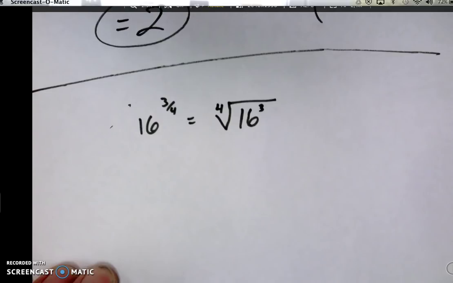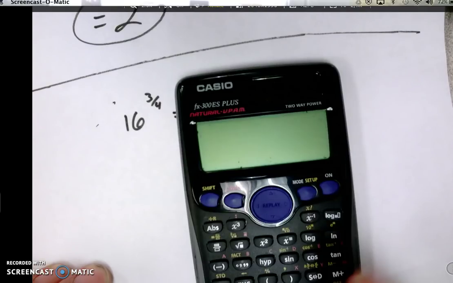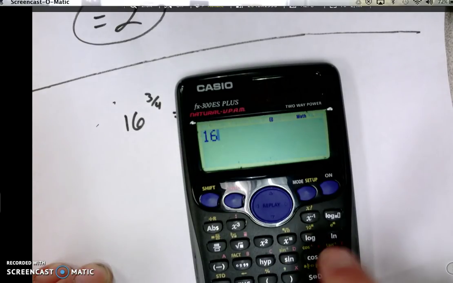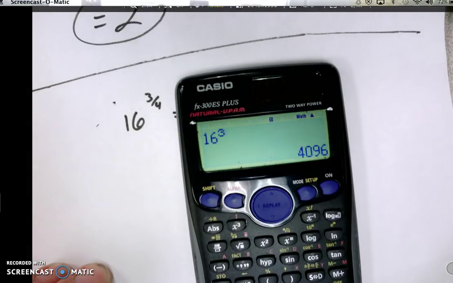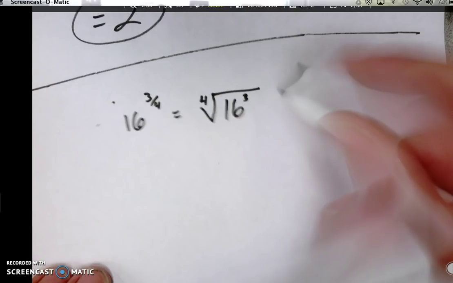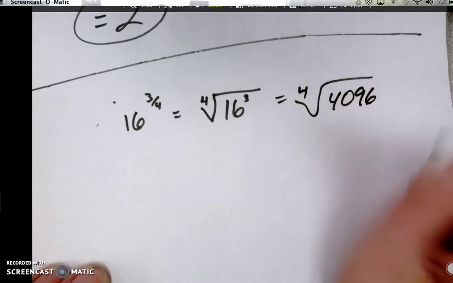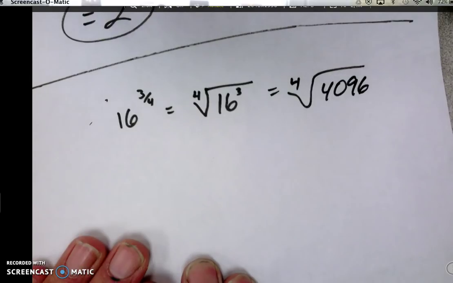Now, I don't have 16 to the third memorized, so I'm going to turn on the calculator. 16 to the third. That's 4,096. So you could do the fourth root of 4,096, but you're still going to need a calculator for that.